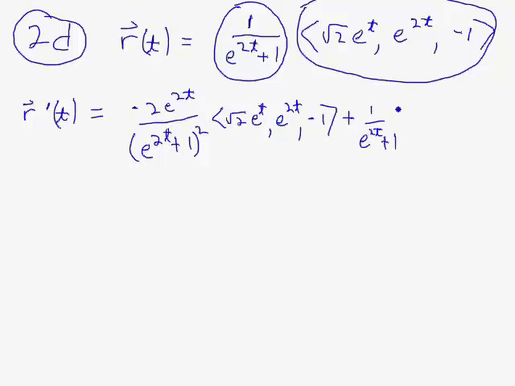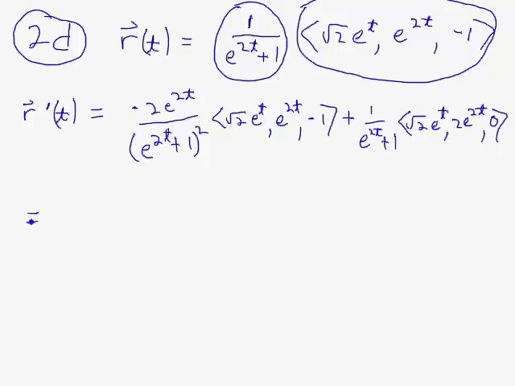And then you take the first function, 1 over e to the 2t plus 1, that's the scalar, times the derivative of the second, which is just term by term derivatives of each component. Square root 2 e to the t is the derivative of the square root of 2 e to the t. 2e to the 2t is the derivative of e to the 2t. And 0 is the last one. Okay, well, that's it, but we want to simplify that a little bit.